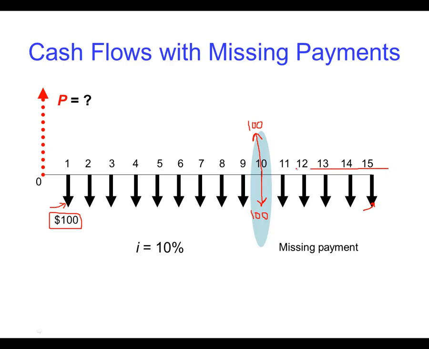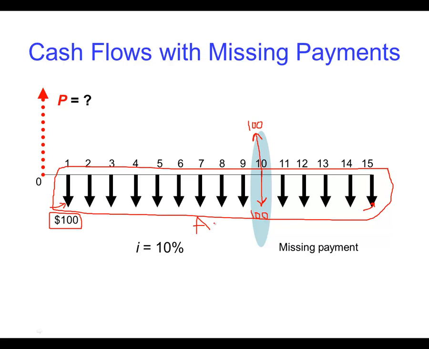Now I have down here a series of annuity with A equal to 100. So I have a problem that I can solve. At the same time, I can take this 100 as a future value back to time 0 to find P. So I can find these two values here and subtract, and that will be my solution.